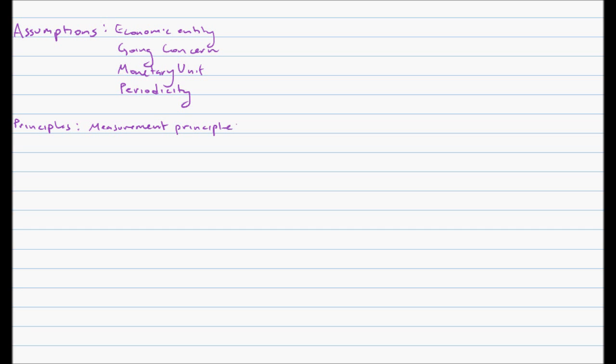So the measurement principle basically has two components, and these components are historical cost and fair value. Alright, so historical cost is basically the price we paid for an asset, or the price we incur to incur a liability. And generally it's thought to be more reliable than fair value. Historical cost gives us a verifiable benchmark.